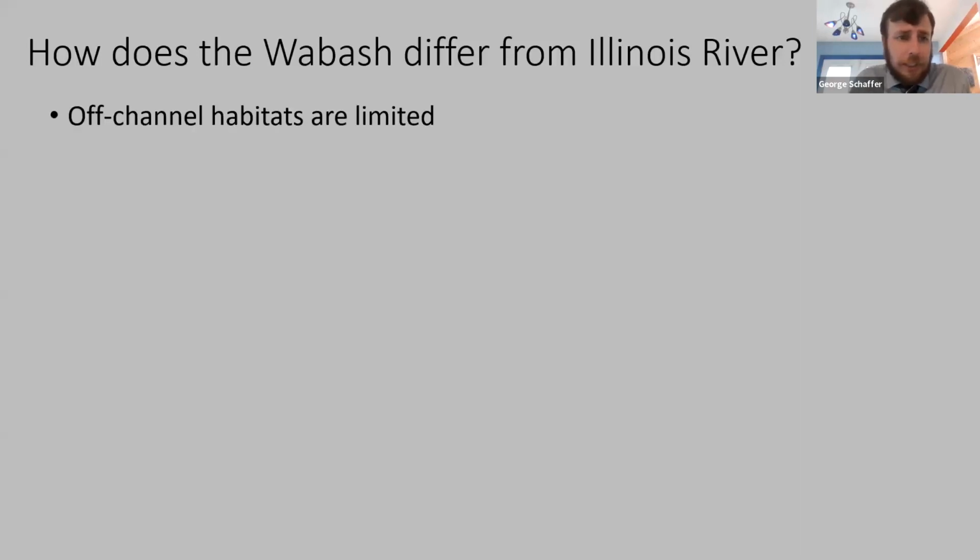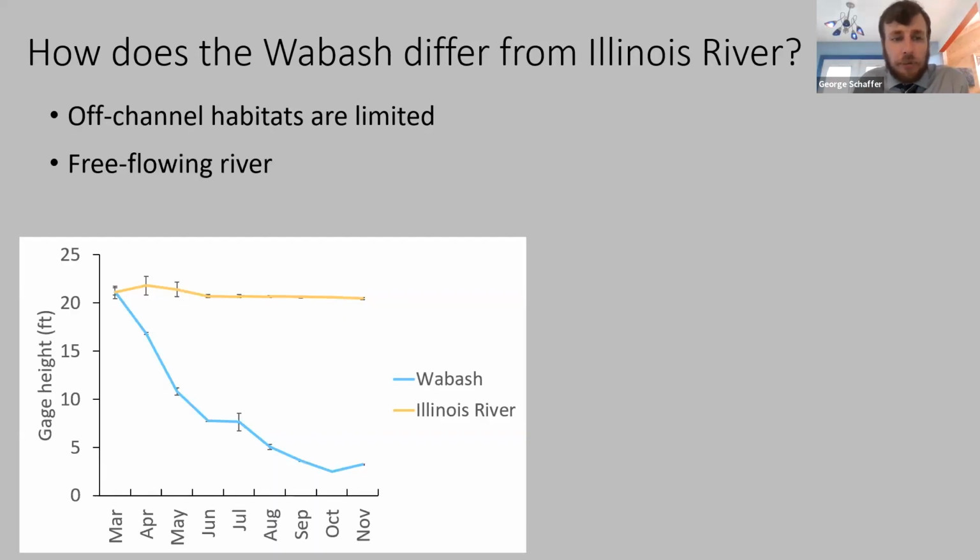So firstly, the Wabash River off-channel habitats tend to be more limited on this system. So there tends to be fewer side channels or backwaters, whereas they're more prevalent on the Illinois River. But more importantly, the Wabash River is free flowing, and this is going to change the way that the species might respond to conditions within their habitat.